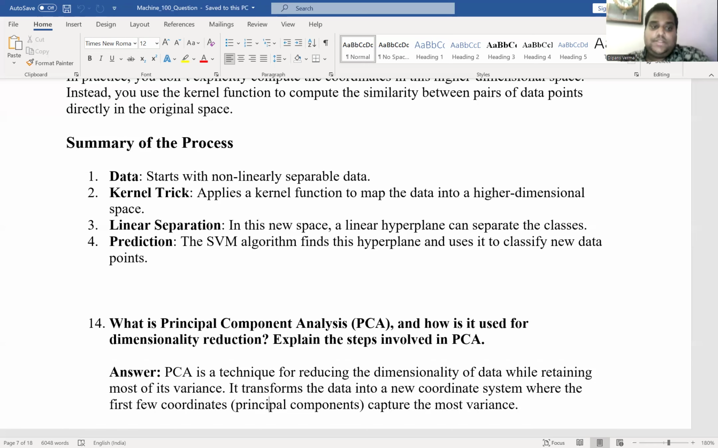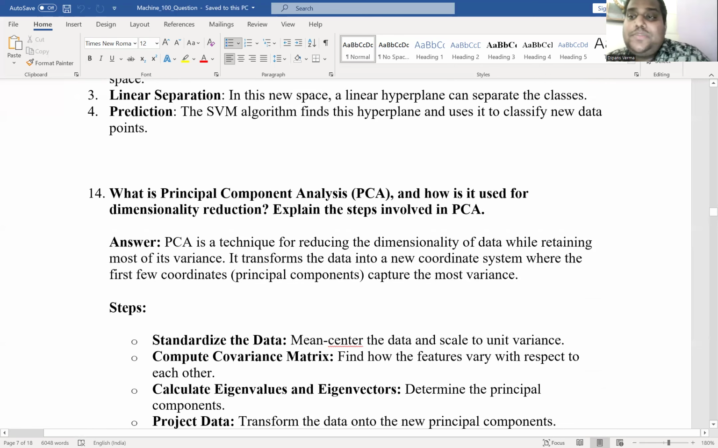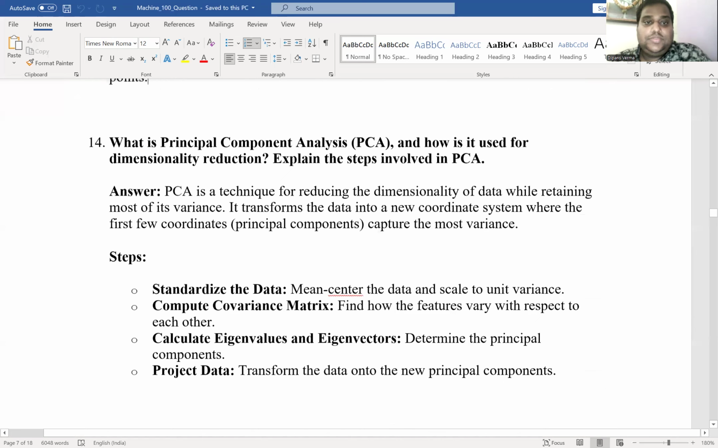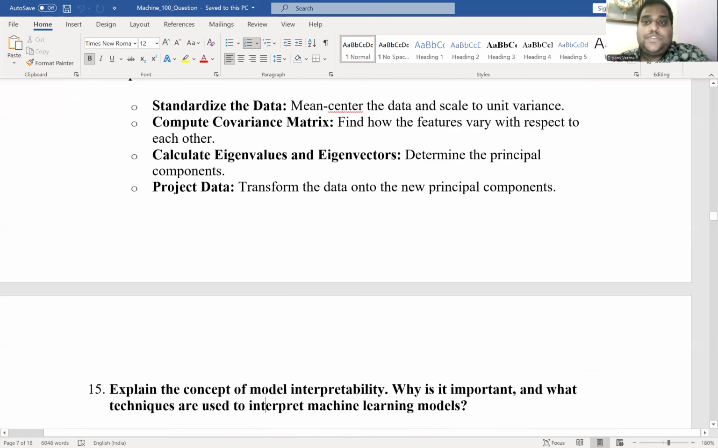Okay, makes sense. So what is PCA? PCA is a technique for reducing the dimension of the data while retaining most of the variance. It transforms the data into a new coordinate system where the first two coordinates, the principal components, capture the most variance. Mean center the data, scale it to unit variance, compute the covariance matrix, find the features.